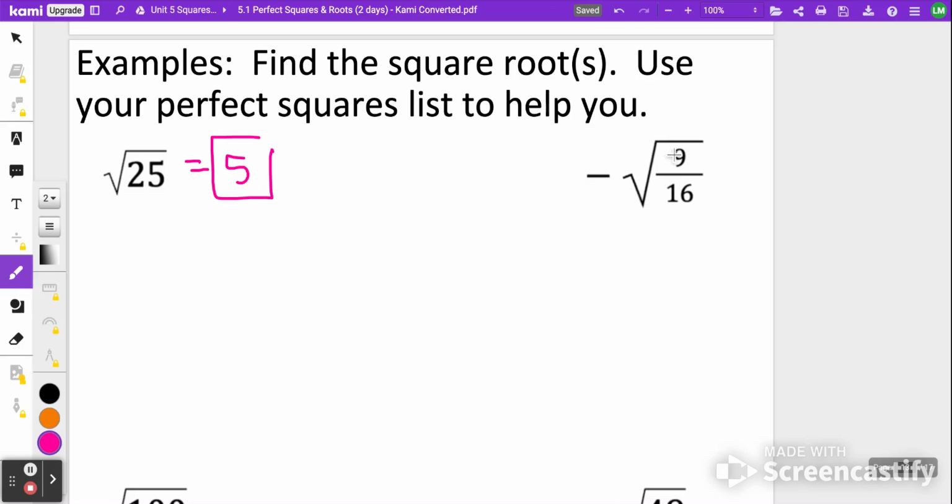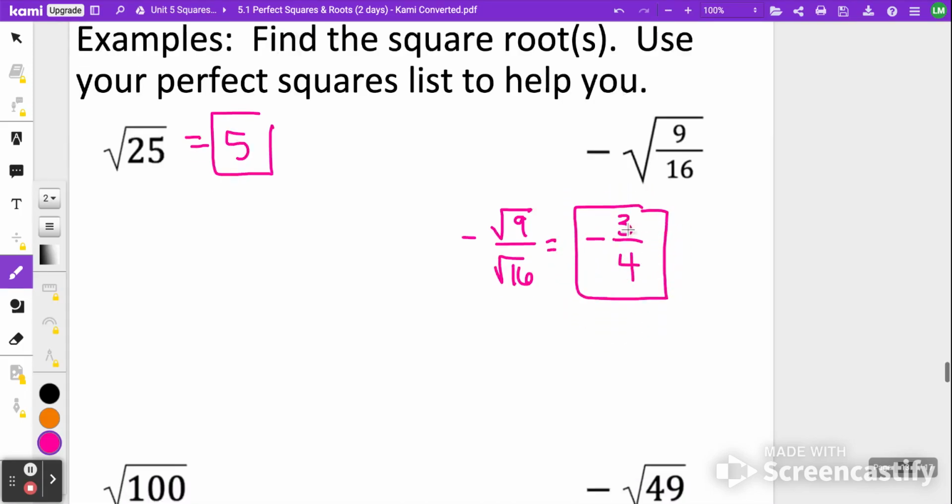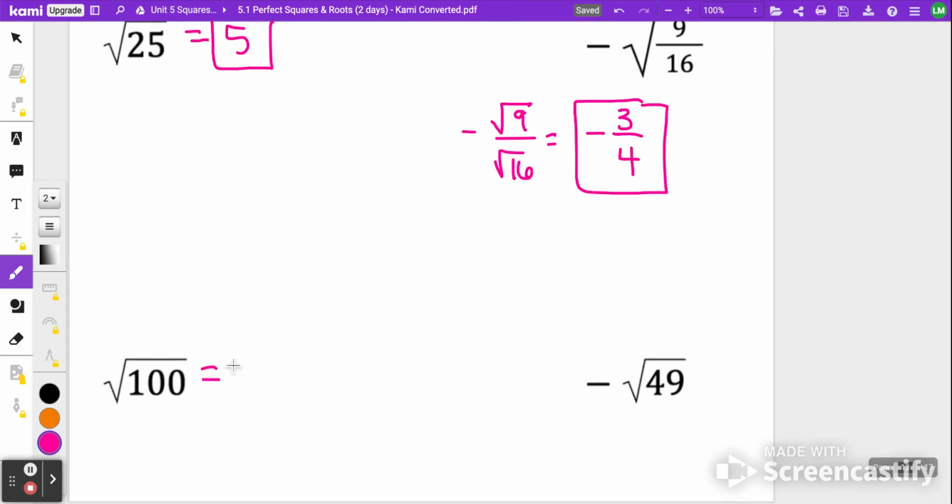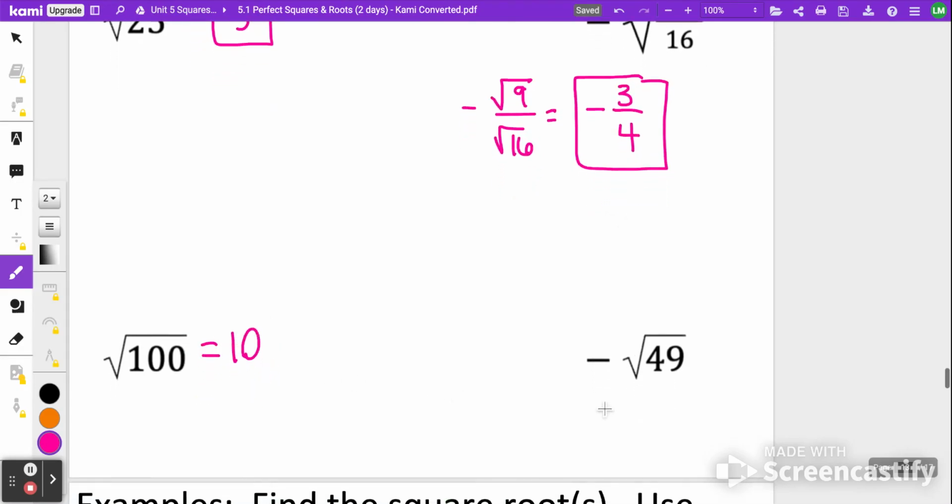This next one is a fraction, so you maybe even can think about it as the negative square root of 9 on top and then the square root of 16 on the bottom. So you're just going to solve both of those individually. The square root of 9 is 3, the square root of 16 is 4, so I should get negative 3/4. The square root of 100 is equal to 10. The negative square root of 49 is negative 7.